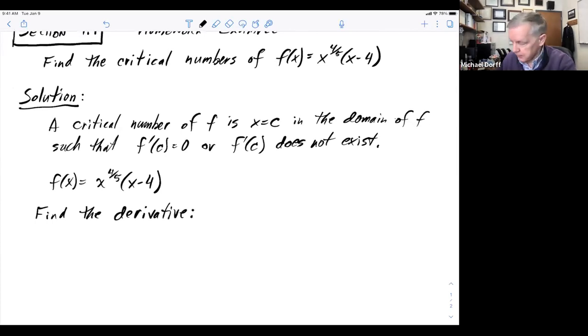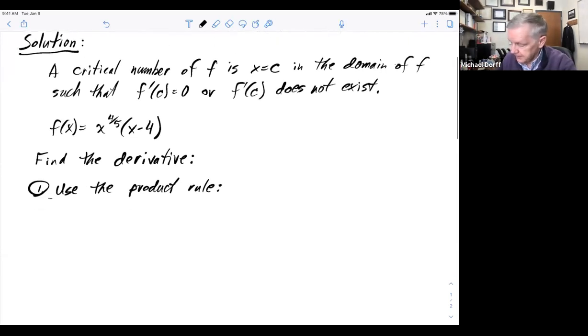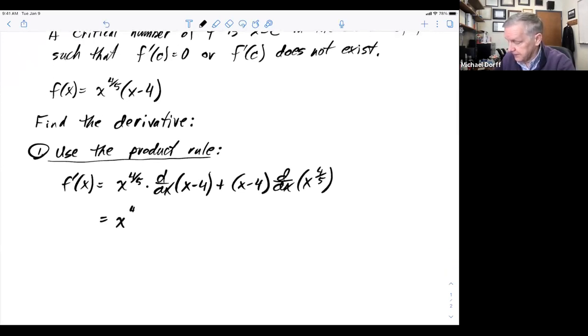I think a lot of people, the first method they would use is the product rule. So to do the product rule, I'm going to get the derivative equals the first term, x to the 4/5, times the derivative of the second term, plus the second term times the derivative of the first term. All right, so then I've got x to the 4/5. The derivative of x minus 4 is just 1.